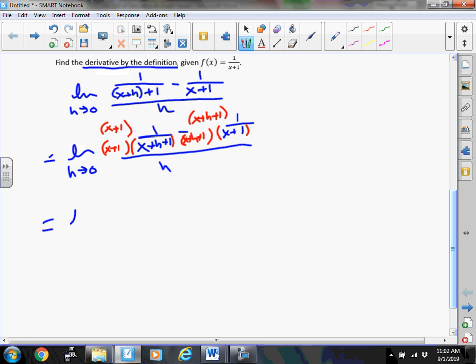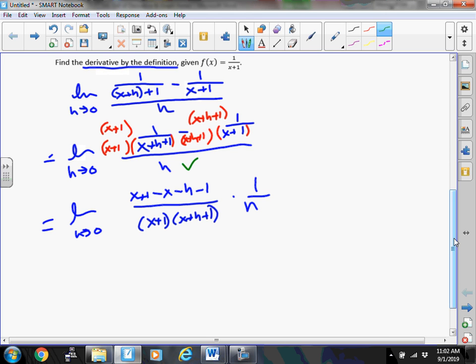which equals limit as h approaches 0 of, now what I'm going to do is write down my common denominator, because I'm not doing anything there, I'm just copying it. And then instead of dividing by that h, I'm going to multiply by 1 over h. And now let's take care of the top of my numerator. So x plus 1 distribute negative 1 gives me minus x minus h minus 1. Conveniently, if you've done this correctly, your x plus 1 will disappear. There it goes.